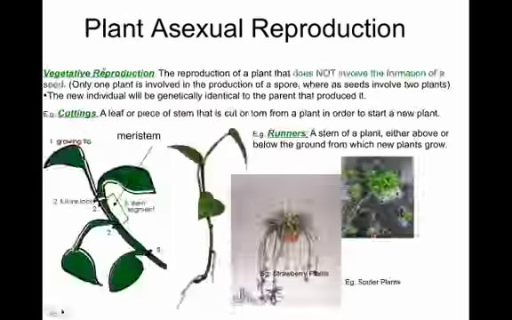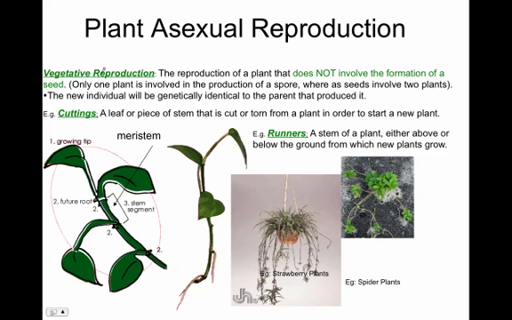Plants are the masters of asexual reproduction. By that I mean they have many ways or examples of how they might create a copy of themselves. When plants carry out asexual reproduction, it has a special name called vegetative reproduction, and it does not involve the formation of a seed. Only one plant is involved, and the new individual is always genetically identical. One example is cuttings, where a leaf or a piece of stem is torn off from a plant and we can start a new plant.